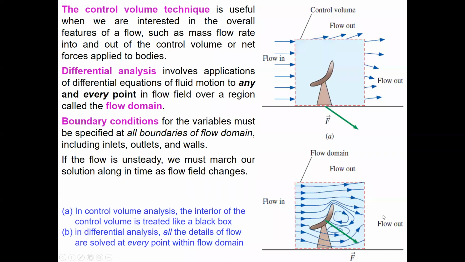It means one has to have the boundary conditions. Boundary conditions for the variables must be specified at all boundaries of a flow domain, including what the inlet must be, what the outlet must be, and what the periphery or the walls should be. If the flow is not steady or streamlined, we must march our solution along in time as the flow field changes. It means that in a control volume analysis, the interior of the control volume is treated like a black box. We are not interested in that. But in a differential analysis, all the details of the flow are solved at every point within the flow.